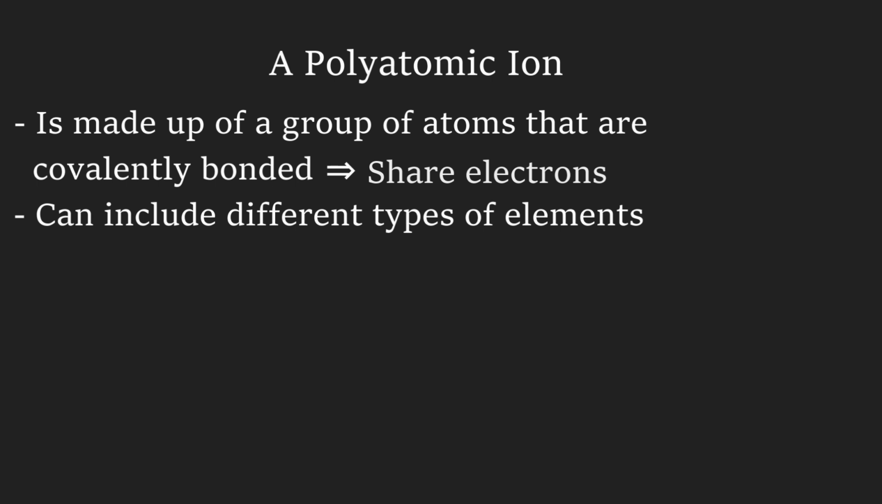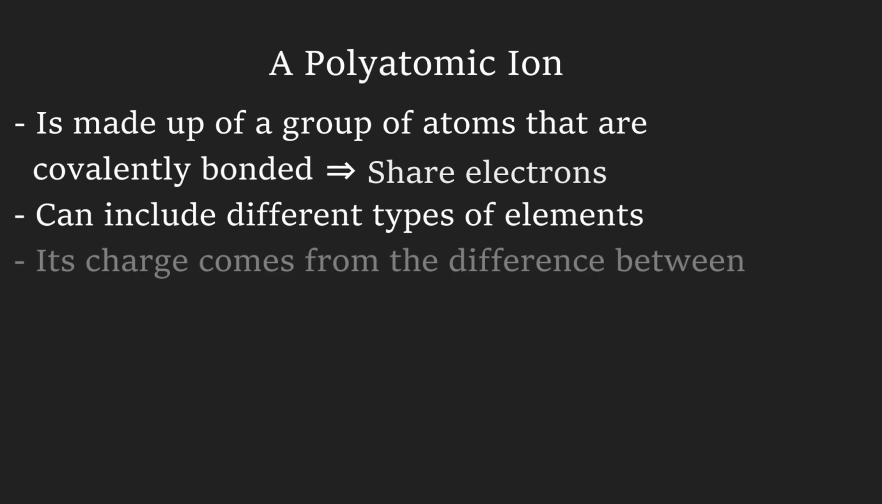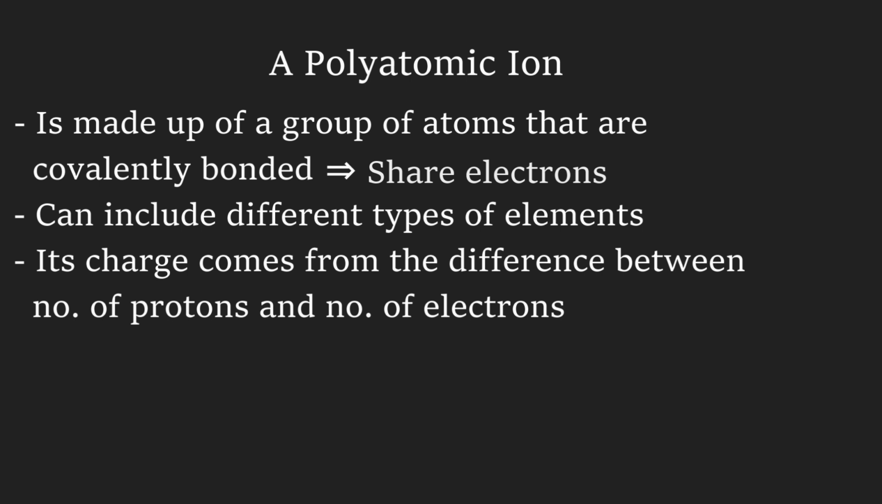Now, as I mentioned, polyatomic ions carry an electric charge, otherwise they wouldn't be ions. But how do we know the overall charge of a polyatomic ion? Well, the overall charge of a polyatomic ion comes from the difference between the total number of protons, which are positively charged, and the total number of electrons, which are negatively charged in the ion.